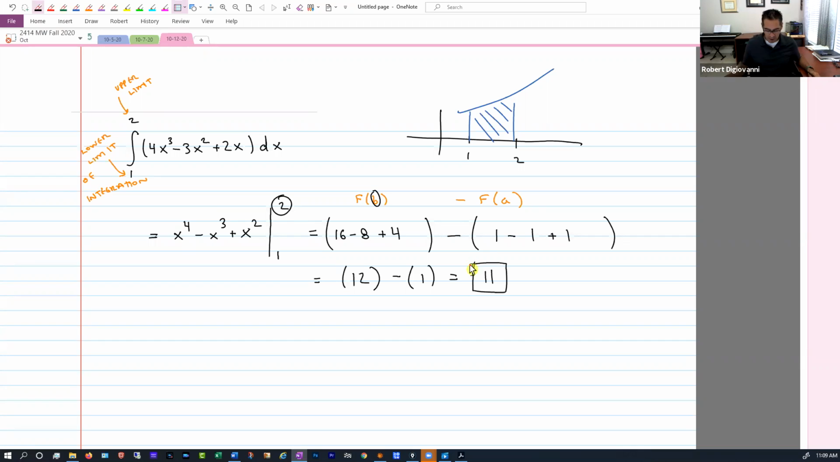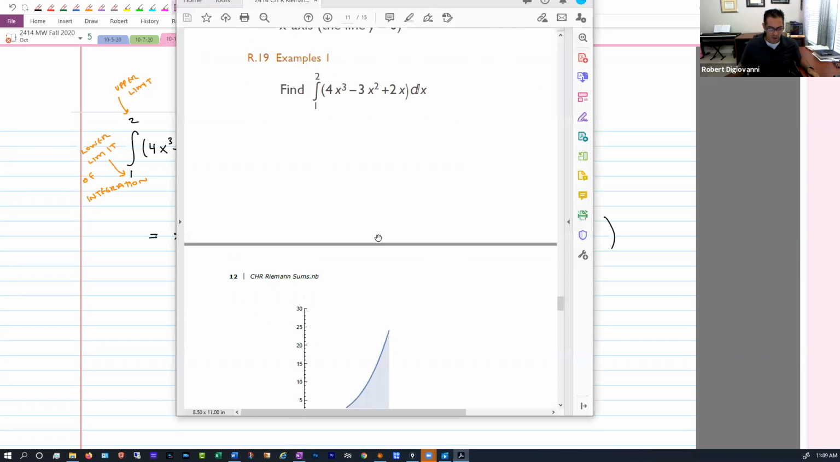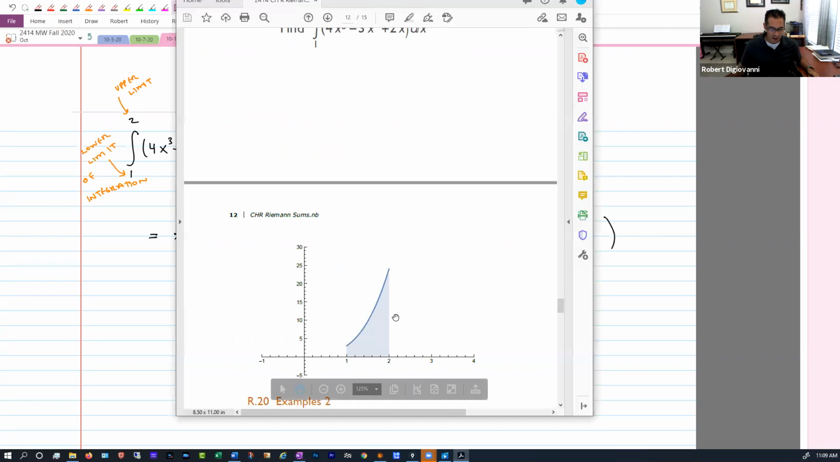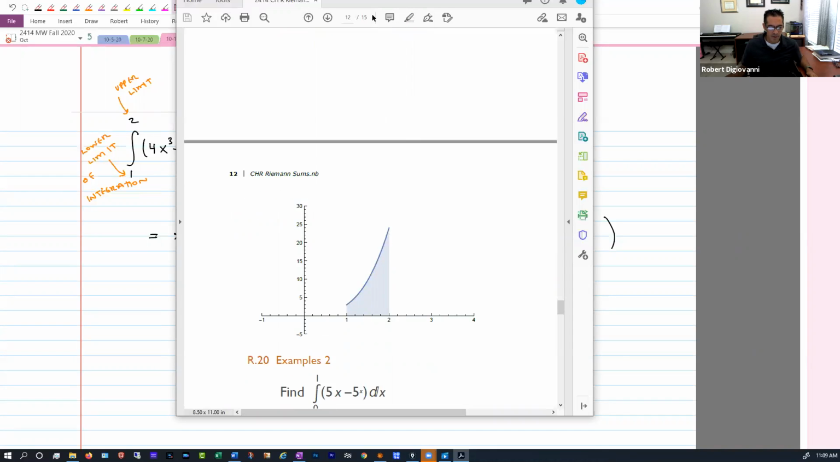Okay, so that is it, and I'm going to show you what this graph looks like. If we were to actually graph this on a graphing calculator, here's the function, and we're looking just between 1 and 2, and we calculated that that area is 11, which is kind of odd that we got a nice number. That just is because of the way I picked the function, everything worked out nice. In general, I wouldn't expect to get nice answers like that. Okay, let's do the next example.